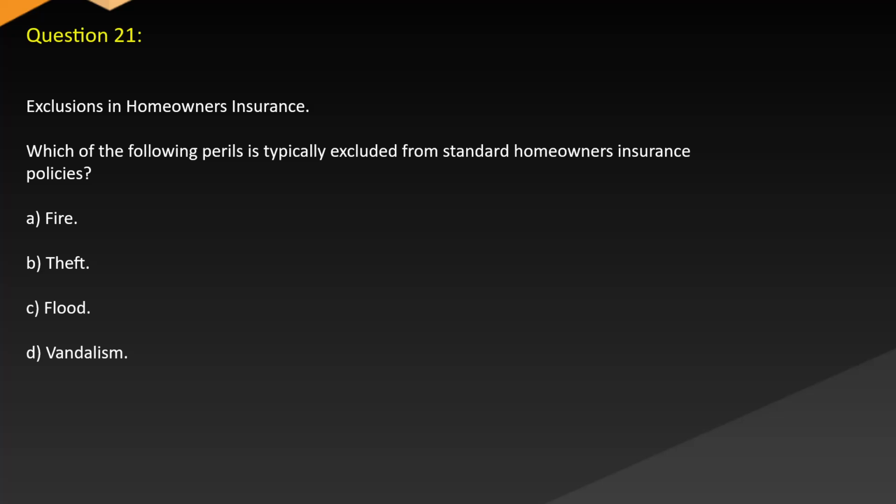Question 21. Exclusions in homeowners insurance. Which of the following perils is typically excluded from standard homeowners insurance policies? A. Fire. B. Theft. C. Flood. D. Vandalism.